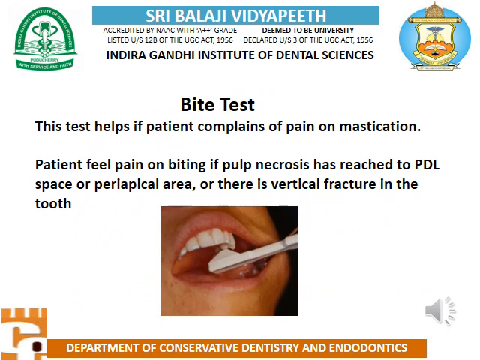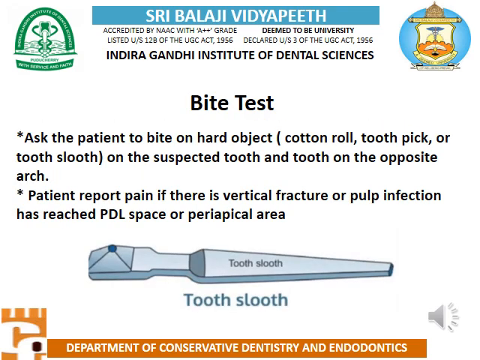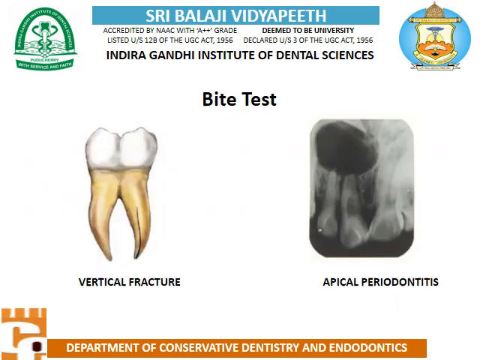Bite test. This test helps if patient complains of pain on mastication. Patient feels pain on biting if pulp necrosis has reached the periodontal space or periapical area, or there is vertical fracture in the tooth. Ask the patient to bite on a hard object, example cotton roll, toothpick or tooth sloth, on the suspected tooth and the tooth on the opposite arch. Patient reports pain if there is a vertical fracture or pulp infection has reached periodontal space or periapical area.